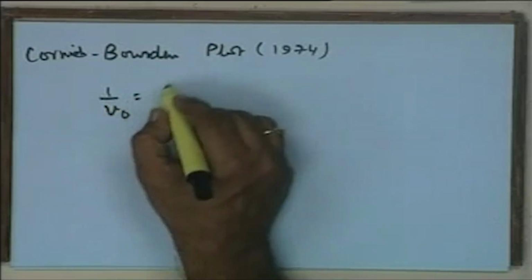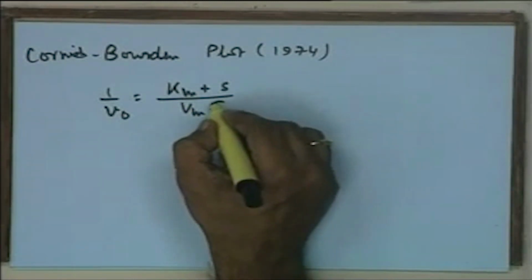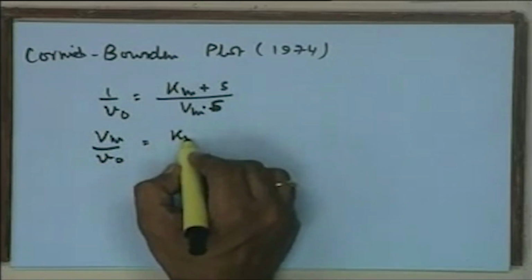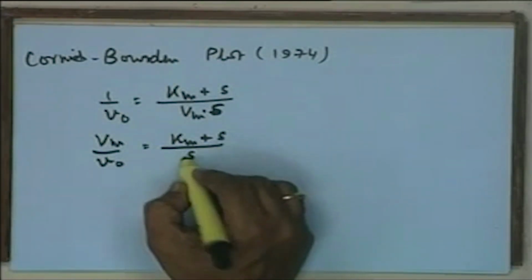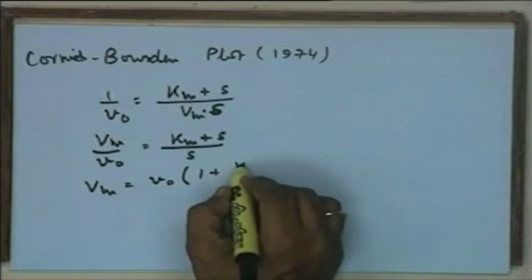assuming the substrate concentration and the initial reaction velocity as constants and Km and Vm as variables, although it may look a little unusual, unrealistic, but just for the sake of a mathematical analysis, if we write that, we can write for example 1 upon V naught as equal to Km plus S upon Vm into S. Now if you just take a reciprocal, and therefore Vm upon V naught will be equal to Km plus S upon S, and therefore your Vm will be equal to V naught into 1 plus Km upon S.